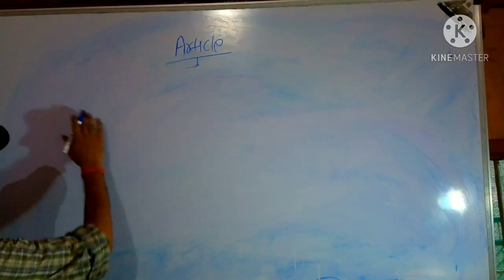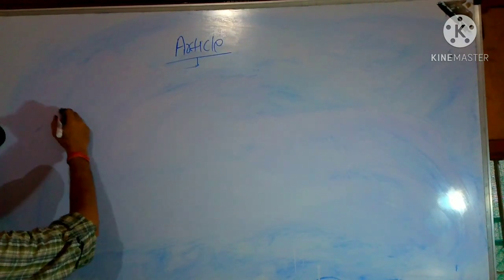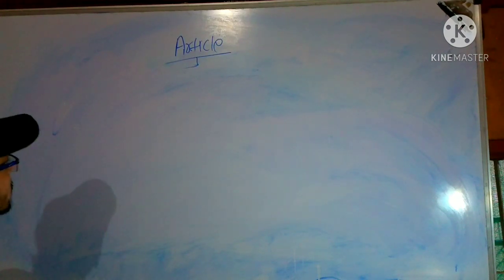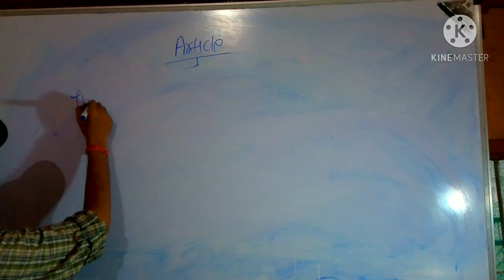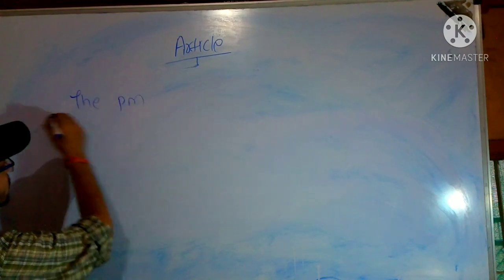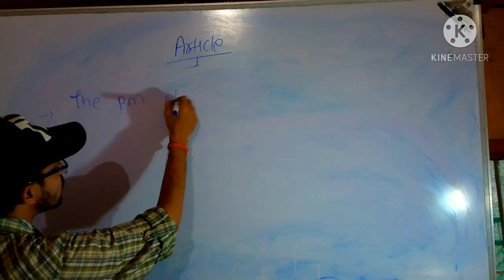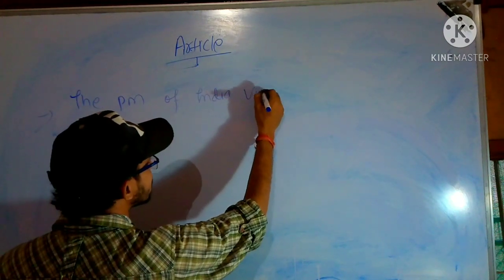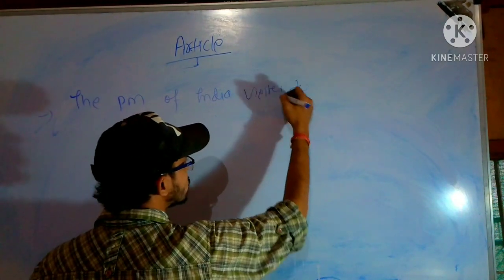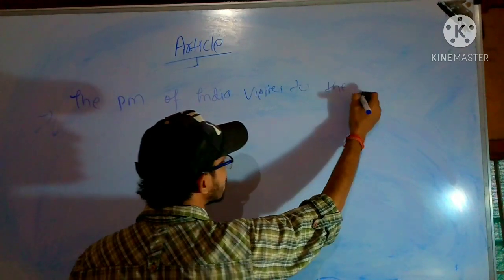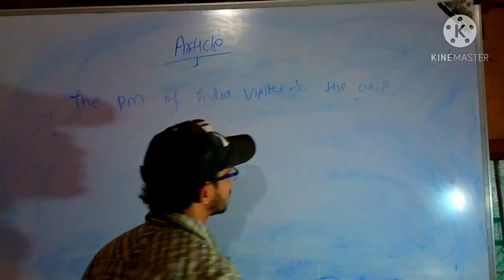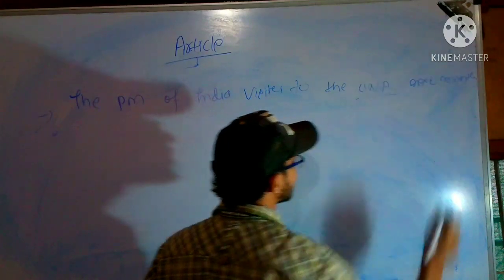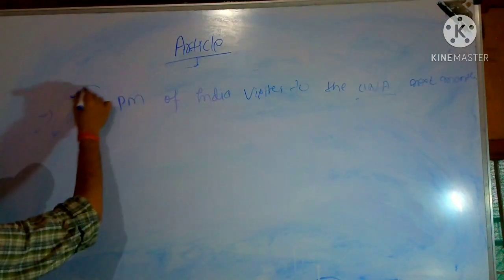Okay, now one more use of the article. Here we're just talking about the personality. Let me change the marker. The PM of India visits the USA, that means United States of America, next month. Okay, if this sentence is written here, we're using the article "the" before it.